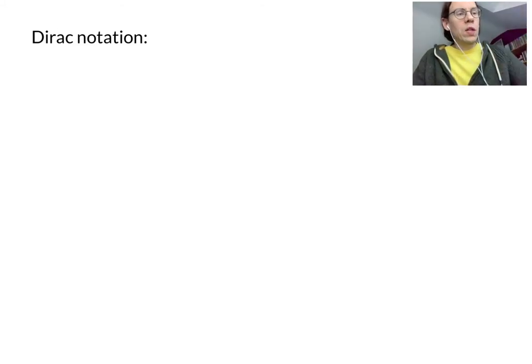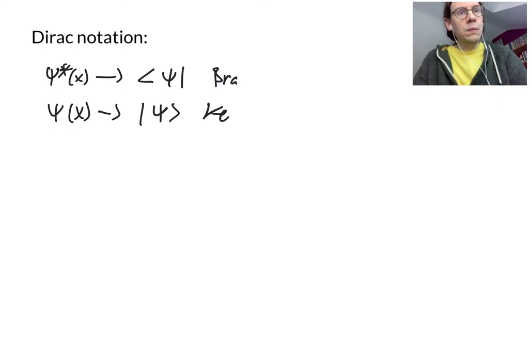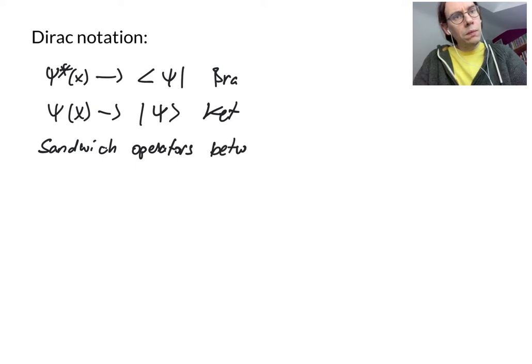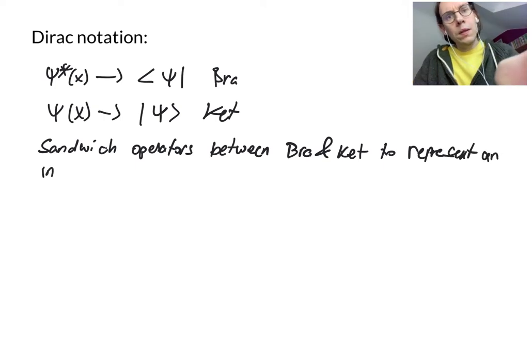So to summarize, what have we got? We know that a function that is a complex conjugate corresponds to a bra, that we write like this. This is a bra. We know that the same function that isn't complex conjugate corresponds to this, which is a ket. We can sandwich operators between bra and ket to represent an integral, and therefore we get a number.